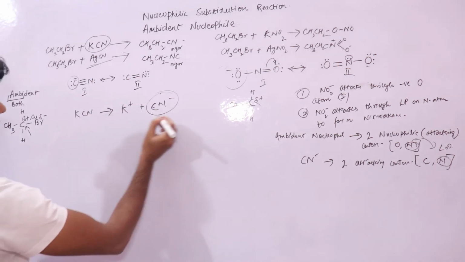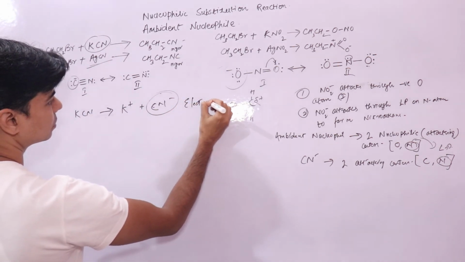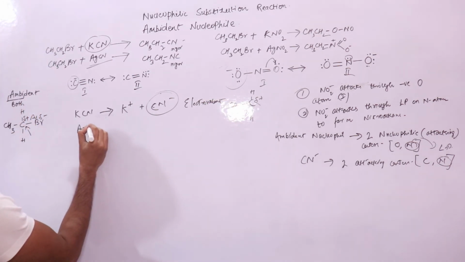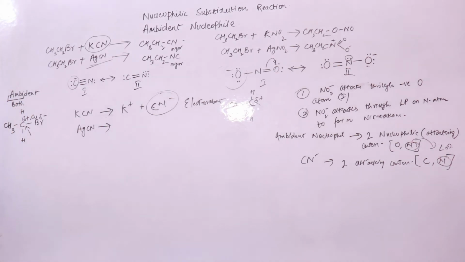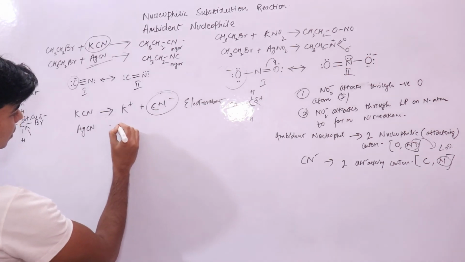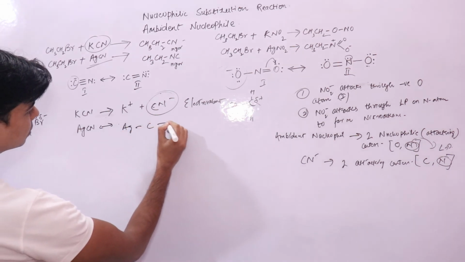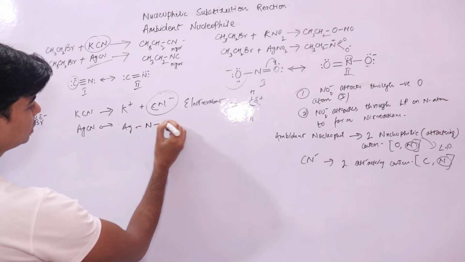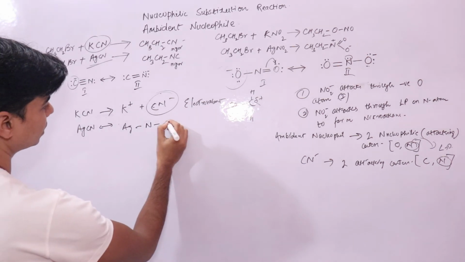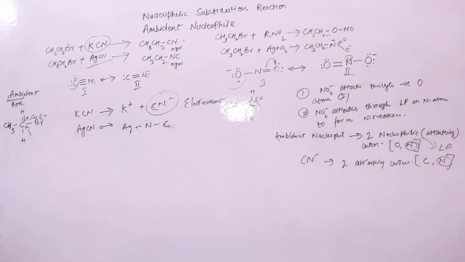Whereas silver cyanide, right, this is a covalent compound, and it exists in the form of, I'll just show you the structure, it exists as nitrogen and you have carbon over here, right.